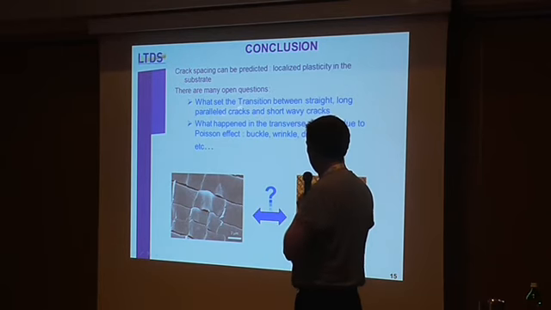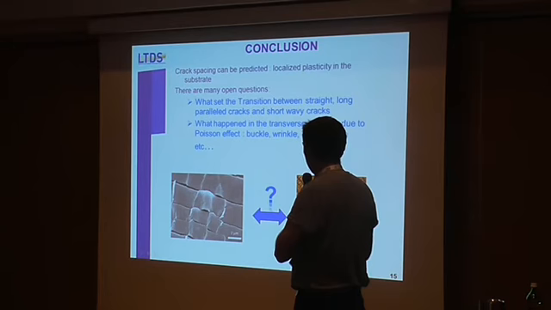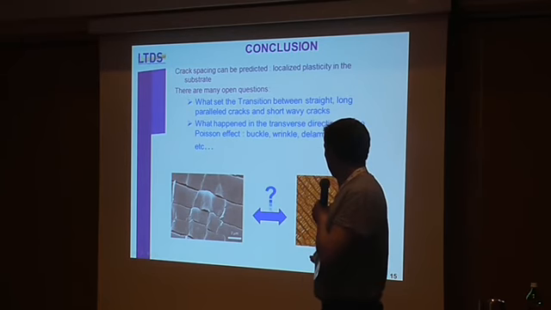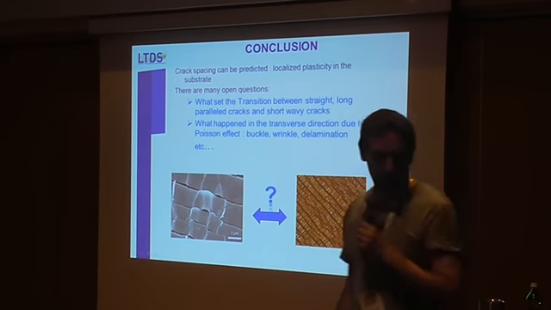but as you can see in this study, there are many open questions, mostly about what happens in the transverse direction due to the Poisson ratio. Why do we have buckles with delamination in one case and wrinkles with no delamination in the other case? Thank you for your attention.